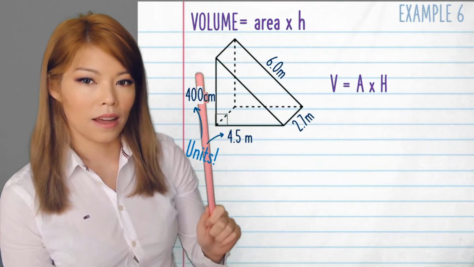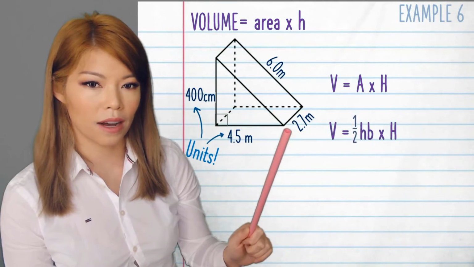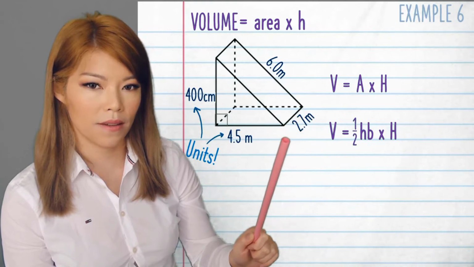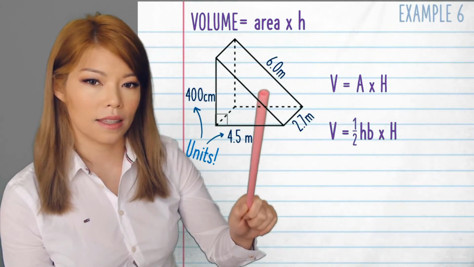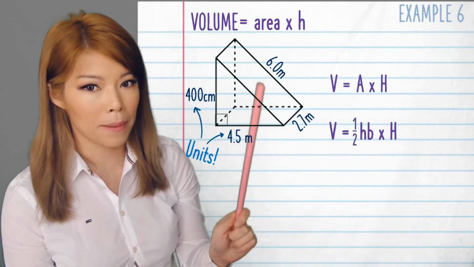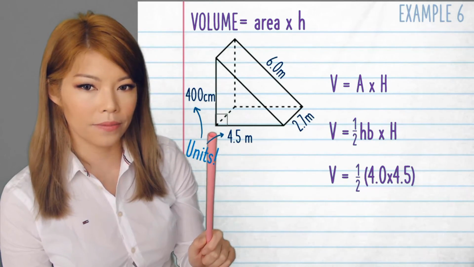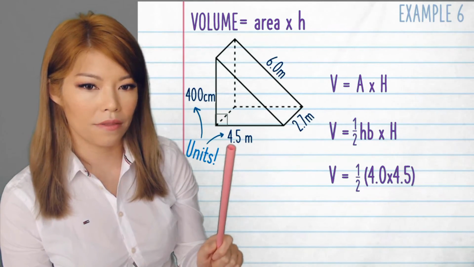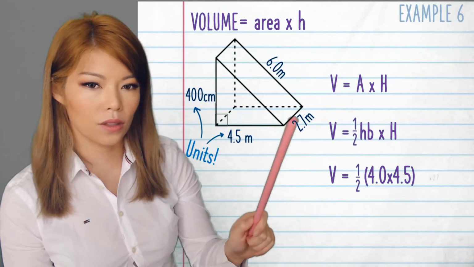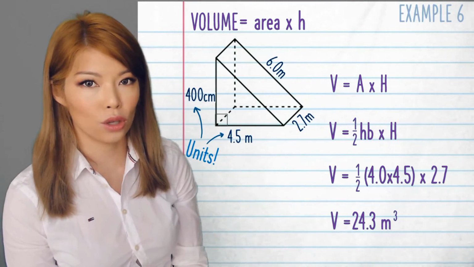So the area that we're going to use, or the area of the cross section, is a triangle. So half height times base. And therefore the height would be the 2.7. So we don't even need this 6 here. It's just there to make sure you know what you're doing and not randomly putting numbers in. So the height of the triangle is only 4 meters and the base is 4.5. I'm going to use meters for this example. And the height is 2.7 again. So the volume is 24.3 meters cubed.